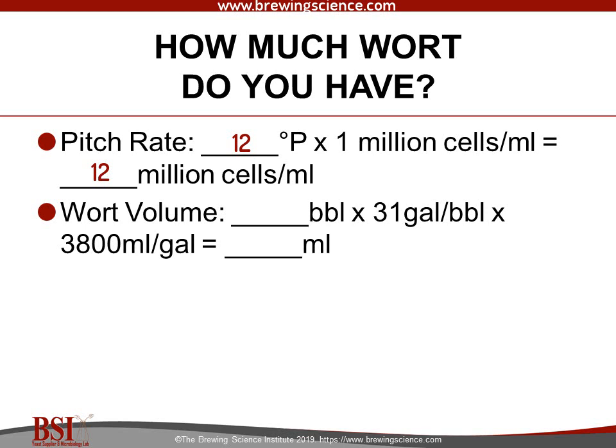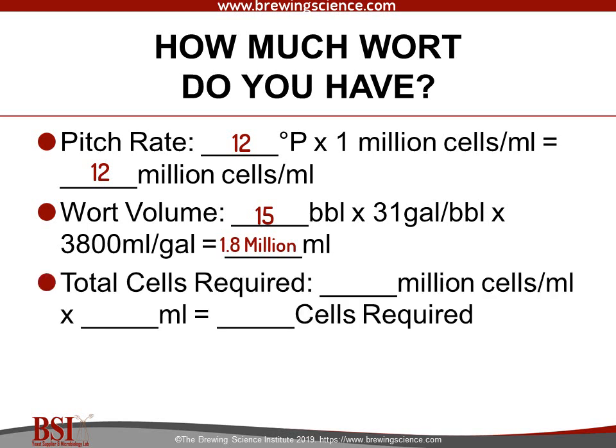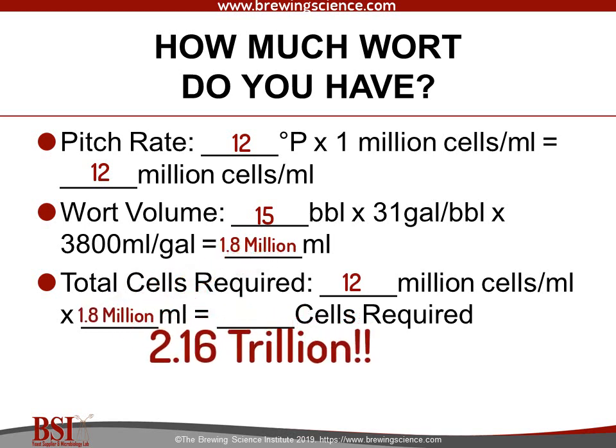Multiply in barrels the amount of wort you have. In this example, we used 15, by 31 gallons per barrel, and then again by 3,800 milliliters per gallon. This example calculation resulted in 1,800,000 milliliters. Now, to calculate the total cells required for a quality fermentation, we start by multiplying your pitch rate by the wort volume we previously calculated. This results in our total cells required, which, in this example, is 2.16 trillion cells.